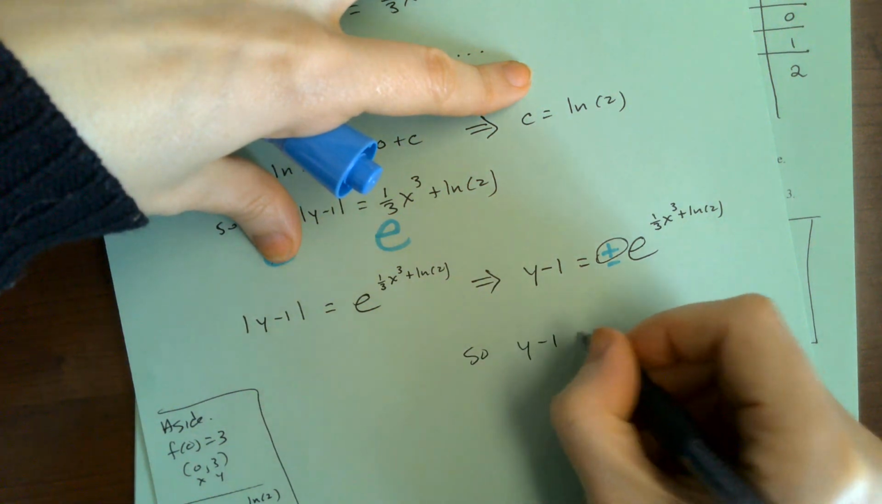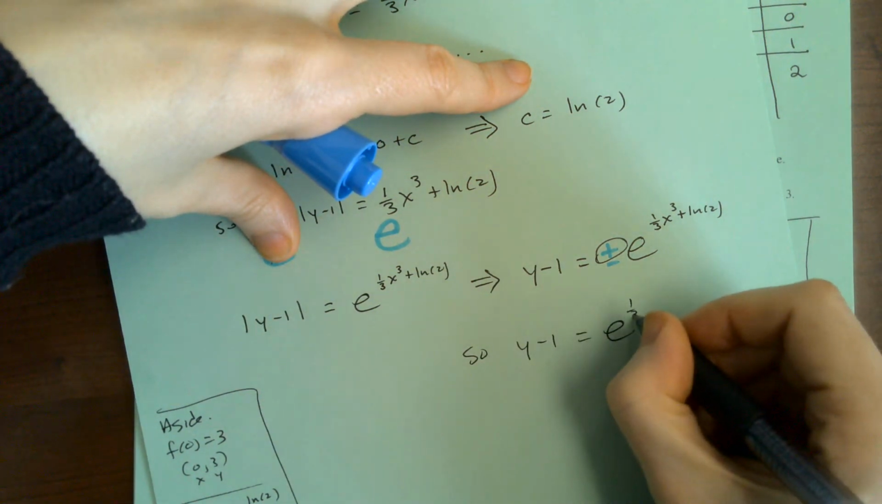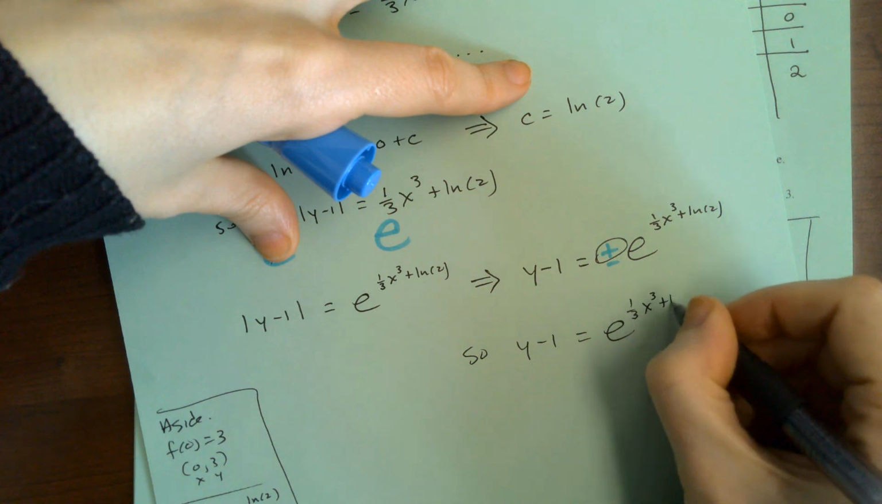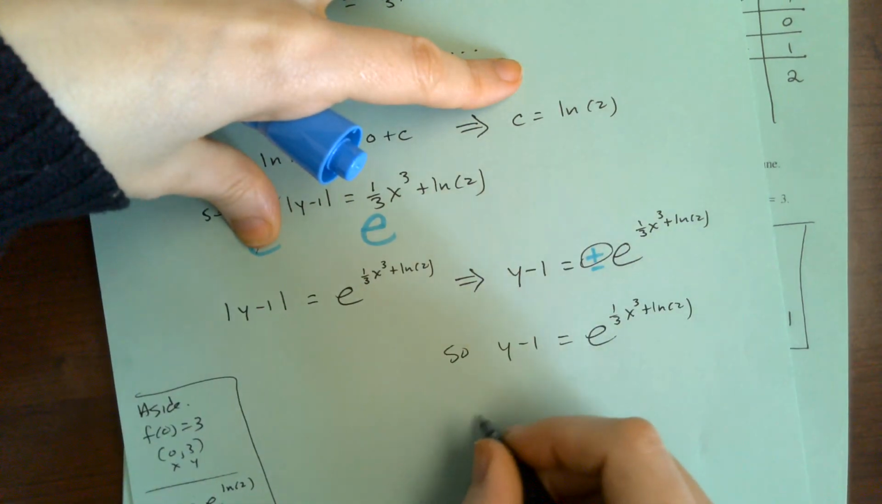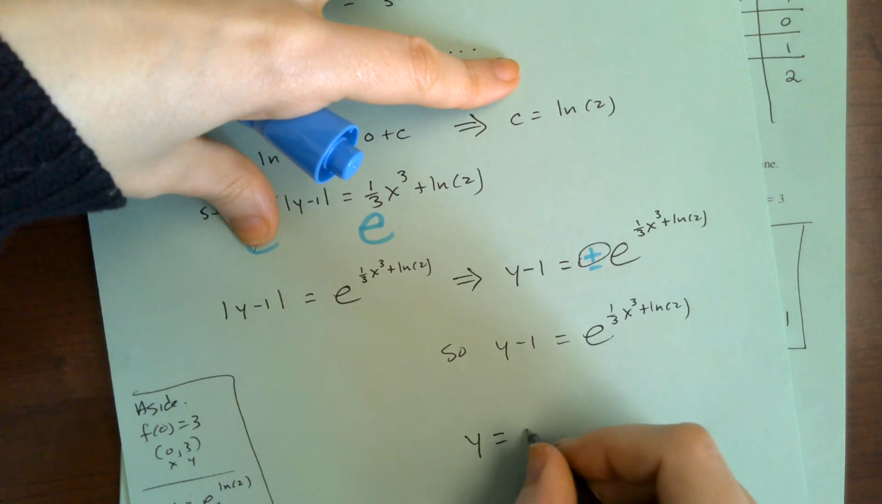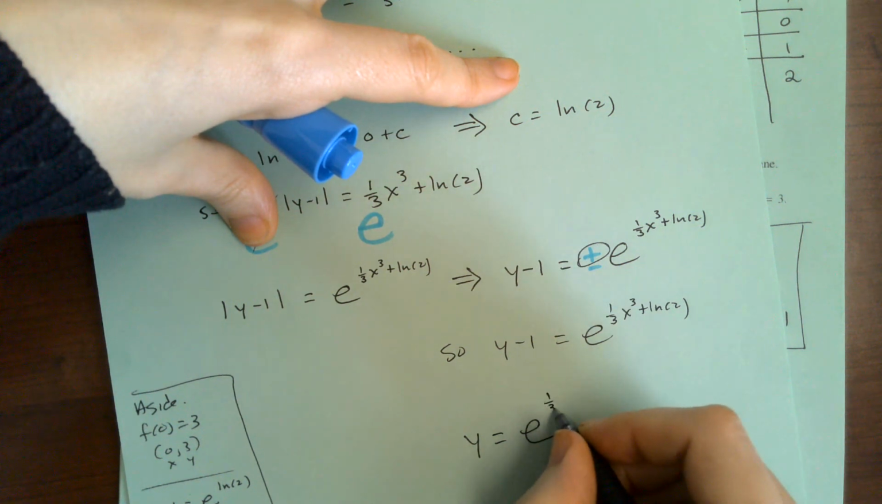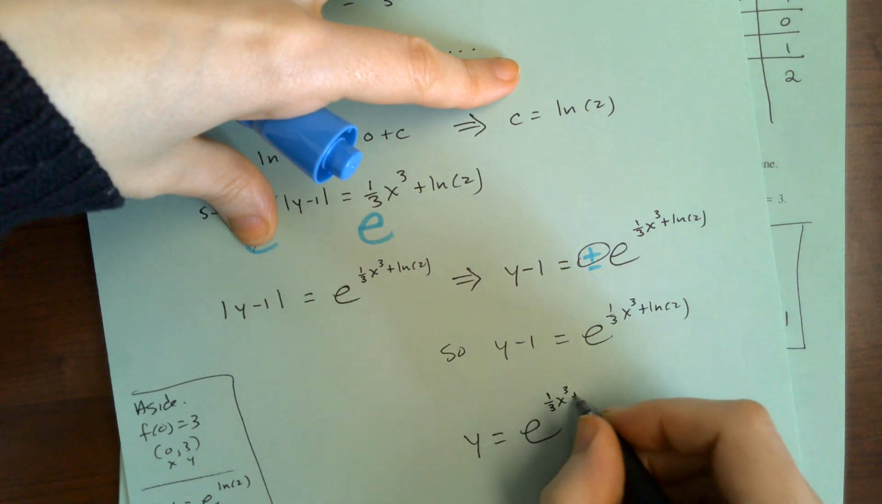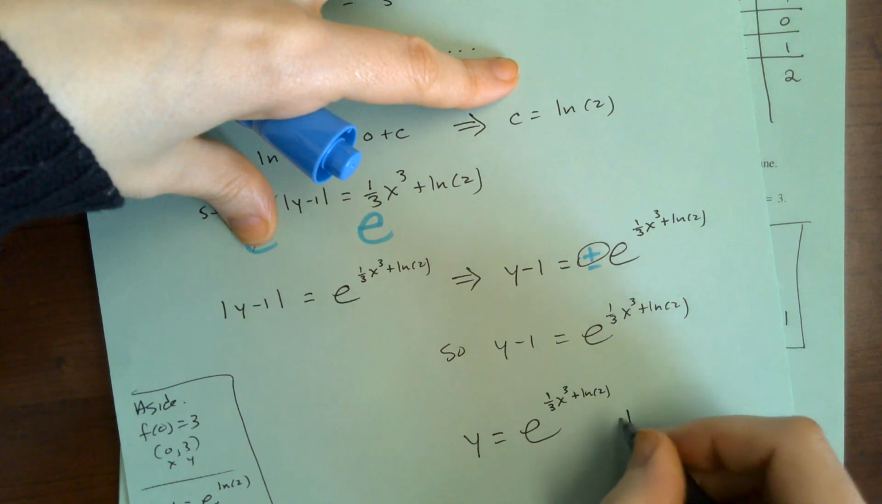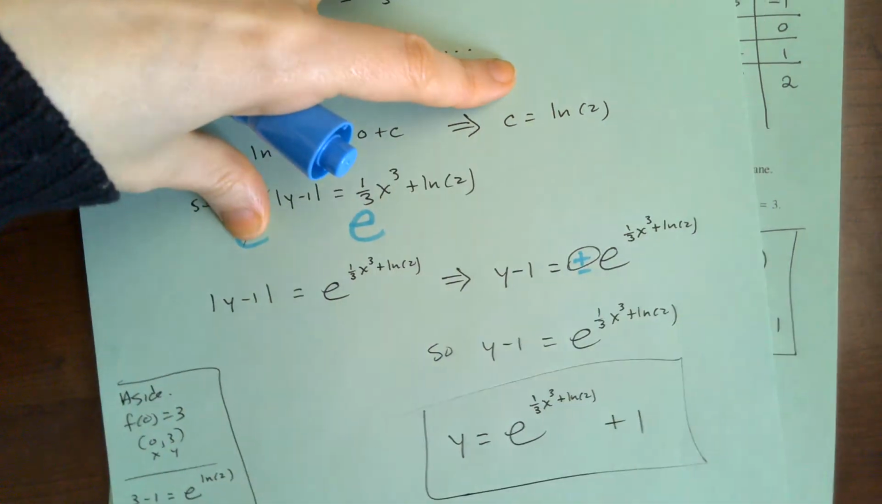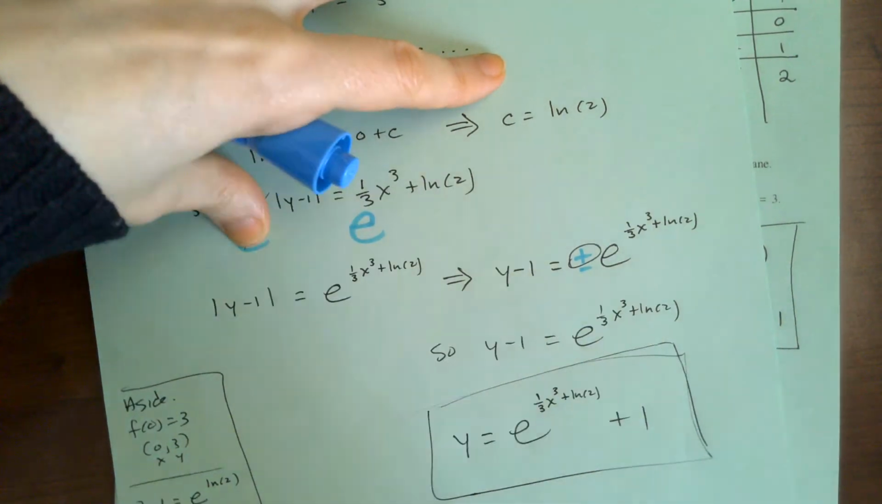So y minus 1 is e to the 1/3 x cubed plus natural log of 2. So we get y is e to the 1/3 x cubed plus natural log of 2, plus 1. Okay, there it is.